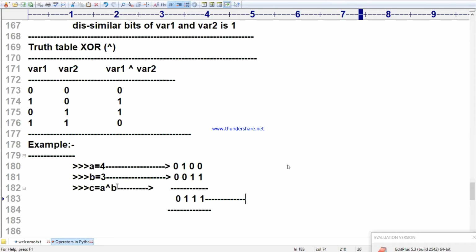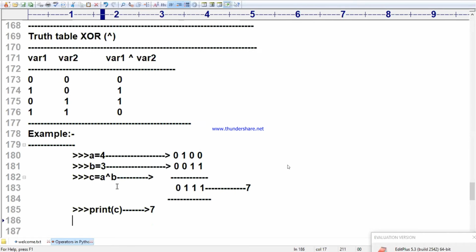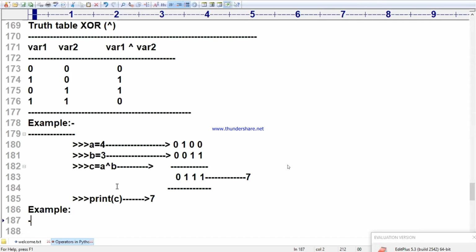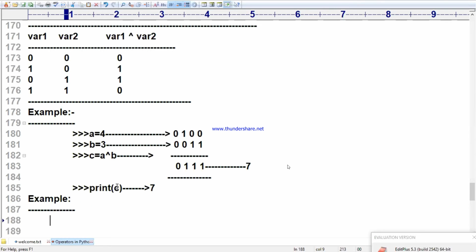I will say print of C. The result is 7. There is no formula, please remember. One more example I am doing. Just wait.